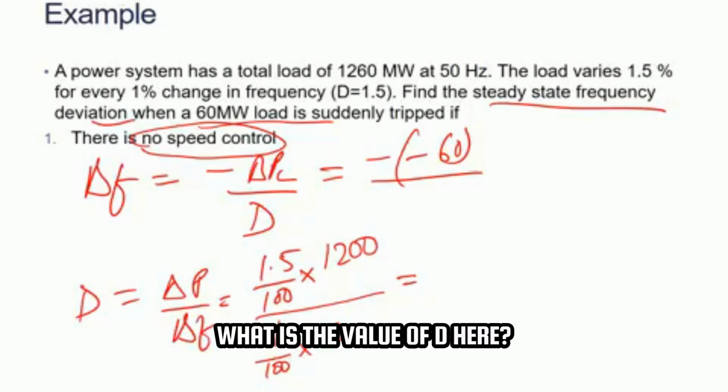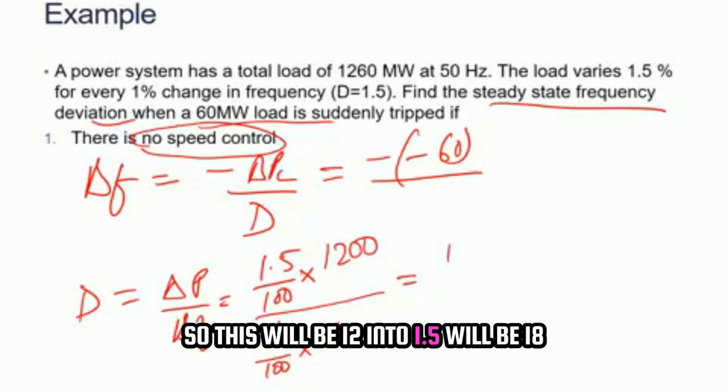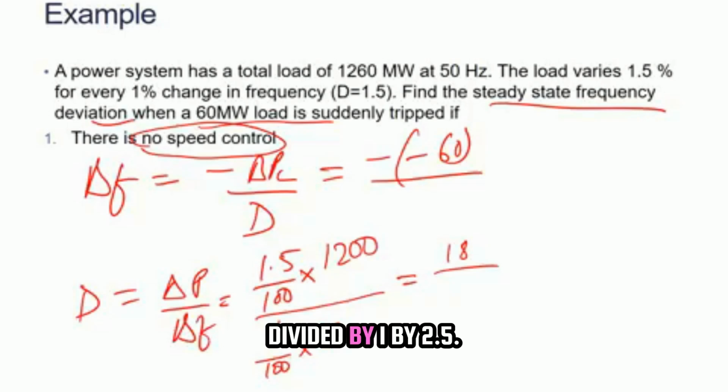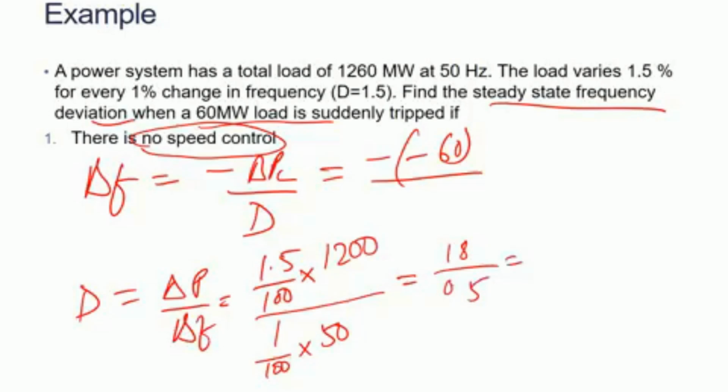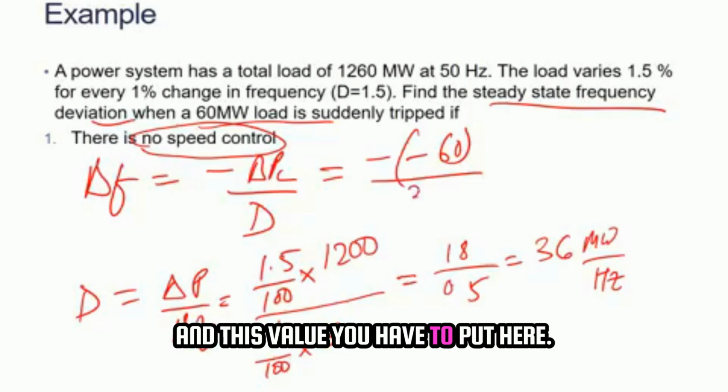What is the value of D here? So this will be 12 into 1.5, which is 18, divided by 1 by 2.5. What is this value? 36. What is the dimension? It will be megawatt per hertz. And this value you have to put here.